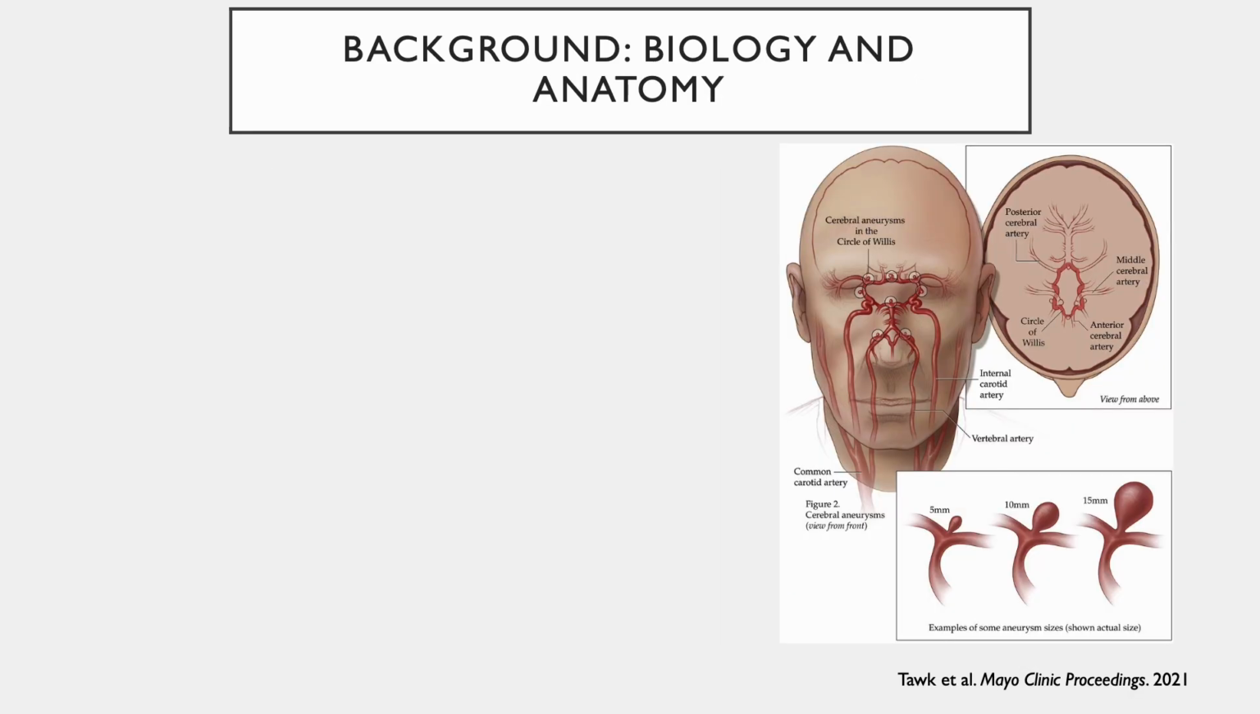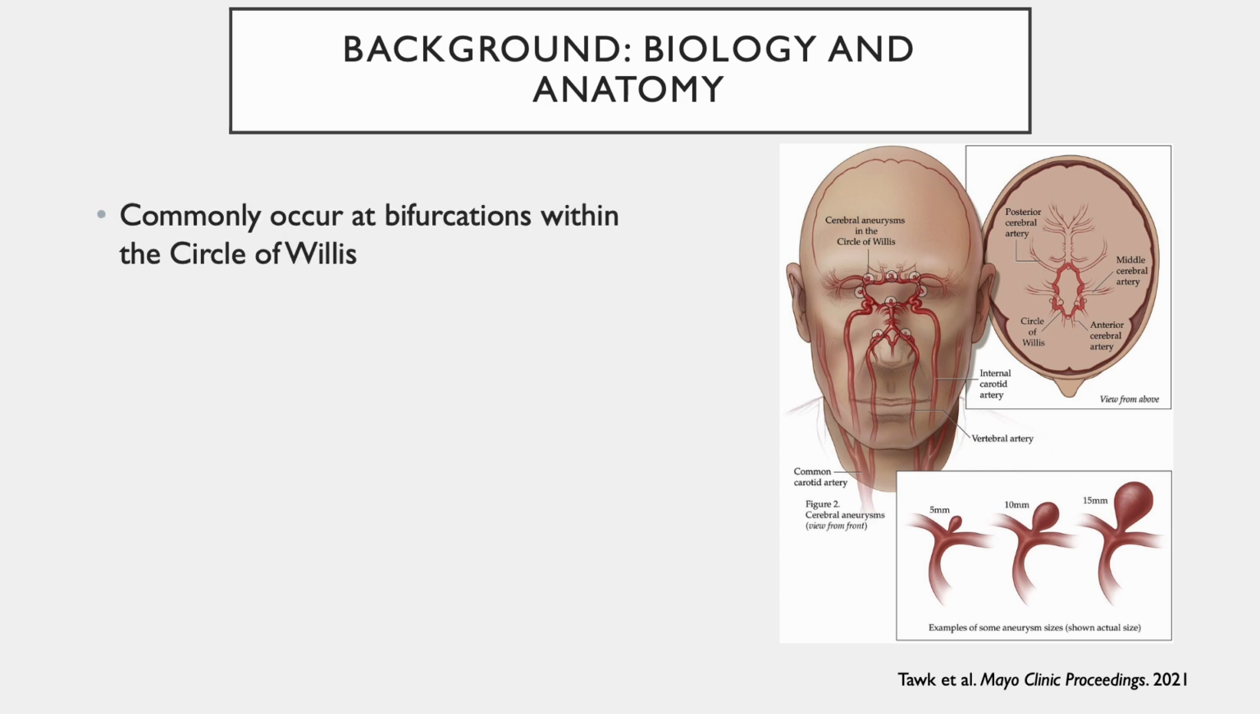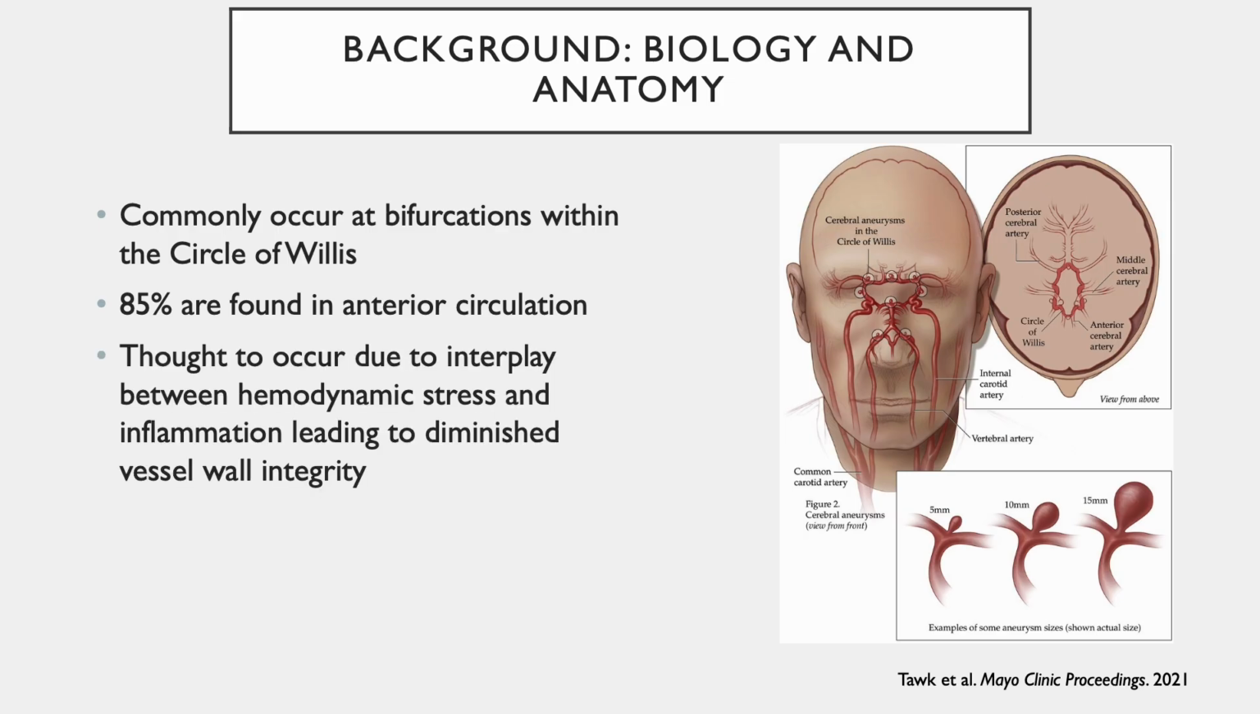Now I want to give you some background on biology and anatomy. Most of these aneurysms occur at bifurcations within the circle of Willis. A large majority are found in anterior circulation, so the branches coming off the ICA. And the overall biology of why they form is thought to be the result of an interplay between hemodynamic stress, such as in the case of hypertension, and inflammation leading to diminished vessel wall integrity.